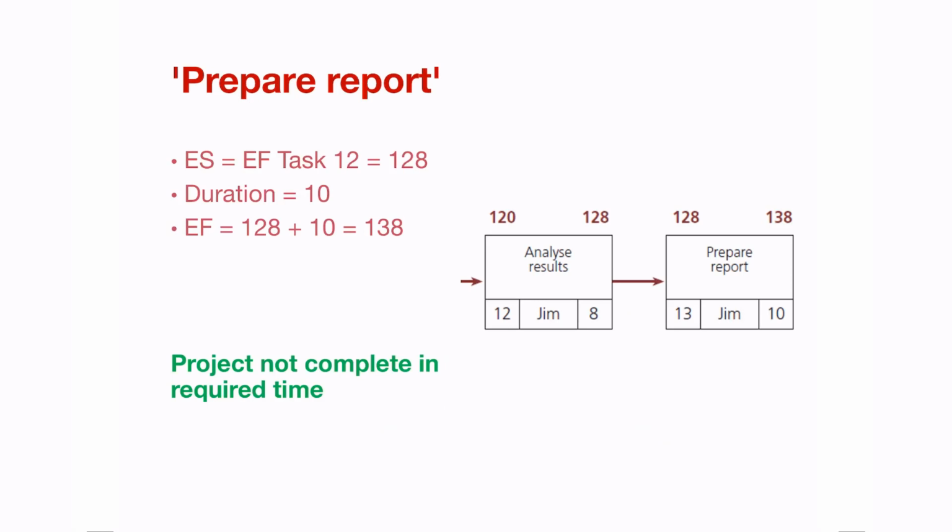Now you have to prepare the report, which takes another 10 days, and now we are sitting on 138 days. Now the problem is that our client only gave us 130 days for the project to be complete, which means in this case we are 8 days over the project. Now this is the plan. That isn't a problem yet. So that's the plan. We now need to look at why that is.